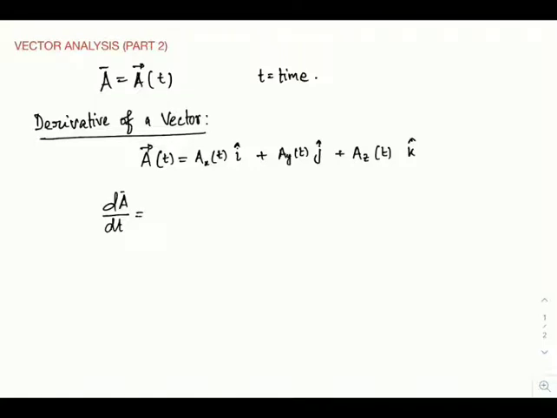So if we take the derivative of A, that is i dAx/dt plus j dAy/dt plus k dAz/dt, that is the derivative of all the components. And next, find gradient. Gradient is an operator. It's a kind of derivative. Gradient means it's a derivative with respect to space.